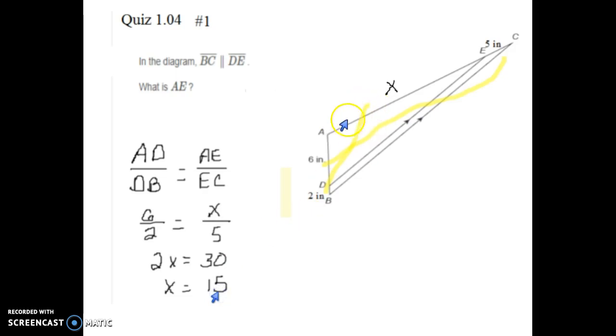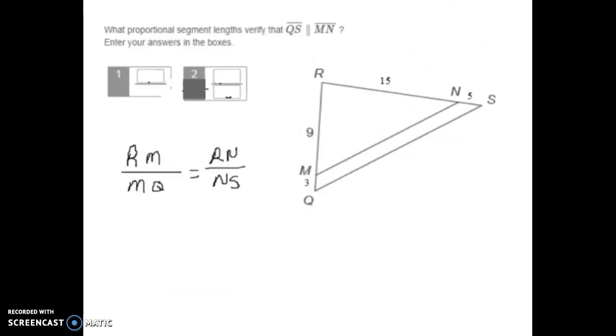Another way, shortcut method, you can kind of look at this, is if you cross here, x times 2, that gets you here to 2x, and 6 times 5 gets you here to 30. So you can cross multiply those segments and you get the same answer.